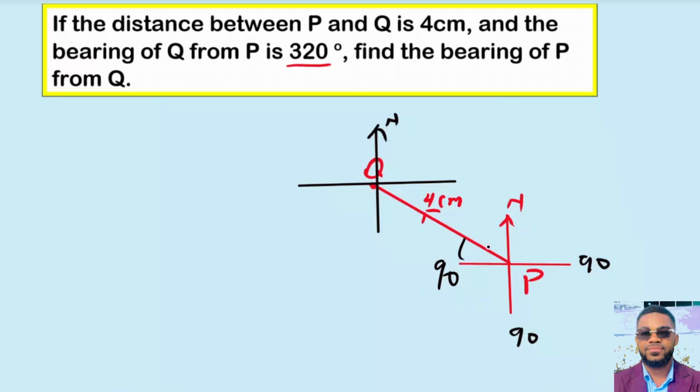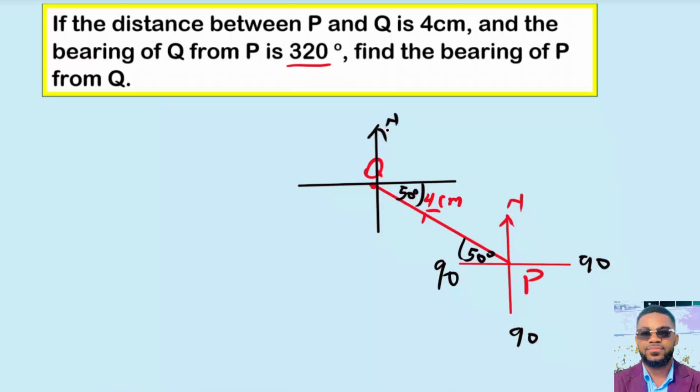And that's going to be 50 degrees. So we have 50 degrees here. From this point up to this line is 320 degrees. And obviously, this angle too is going to be 50 degrees, and we know the reason: they are alternate angles.